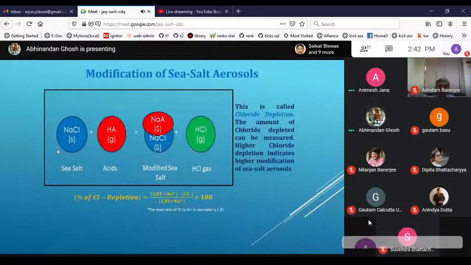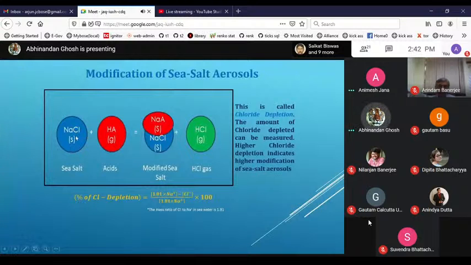Now, this is sea salt, and sea salt acts as a brilliant cloud condensation nuclei.